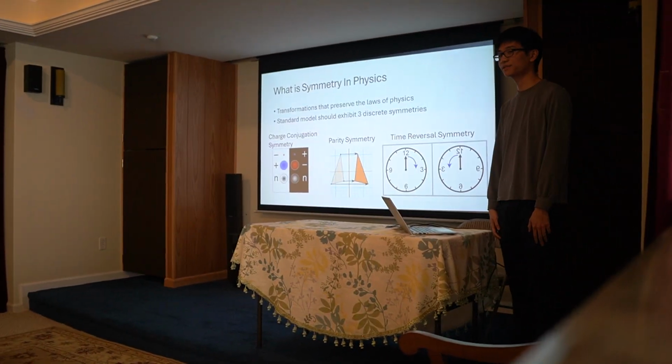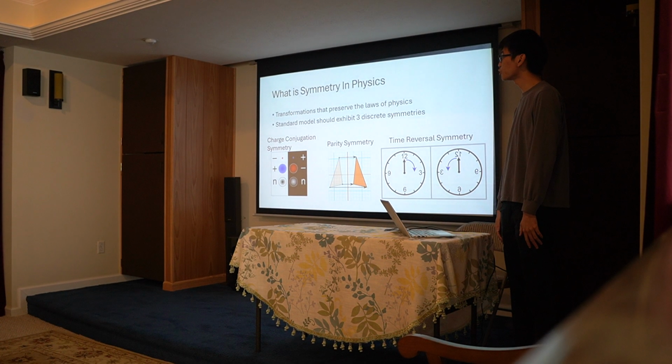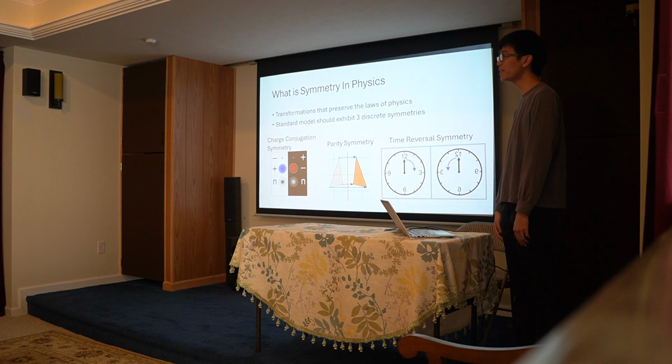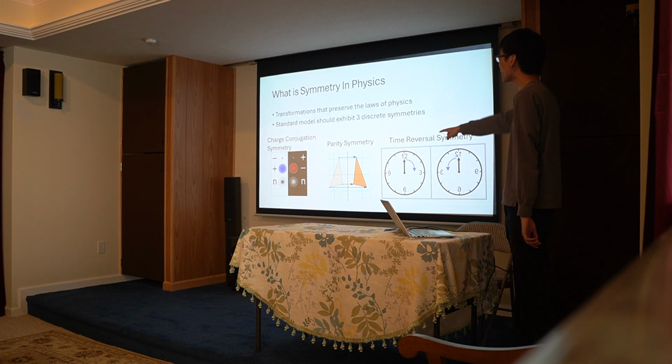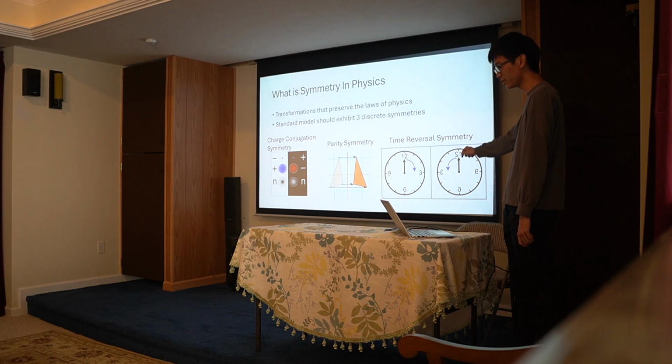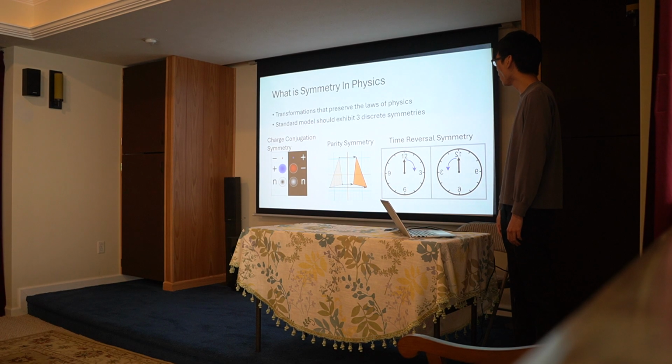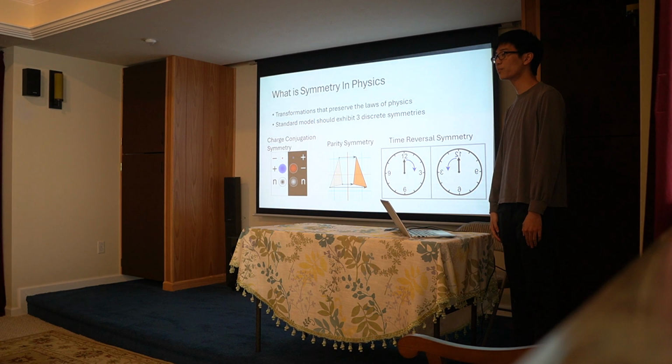So first, we should explain what a symmetry is in physics. In physics, symmetries are transformations that preserve the results and outcomes of all experiments. Essentially, they keep the laws of physics the same. Historically, physicists have believed in three discrete symmetries: charge conjugation symmetry, parity symmetry, and time reversal symmetry. However, in the late 20th century, it was discovered that all three of these symmetries were broken.